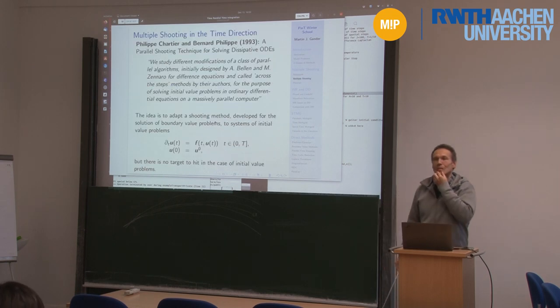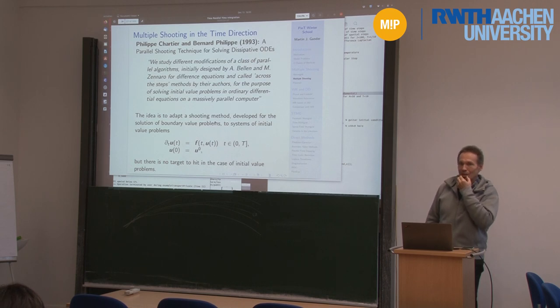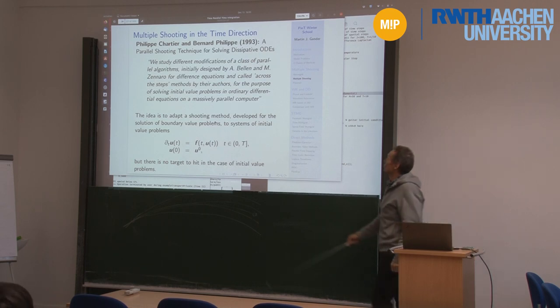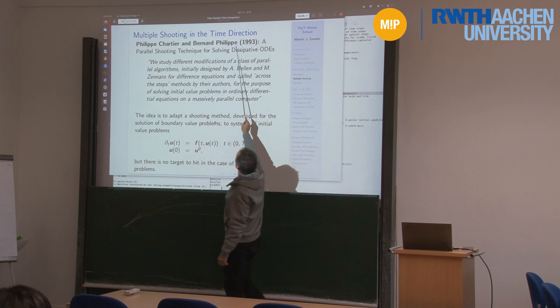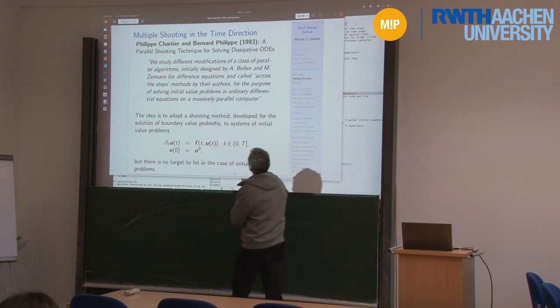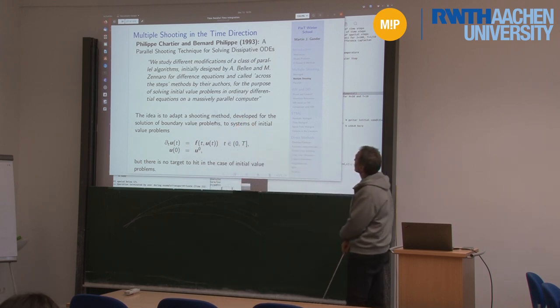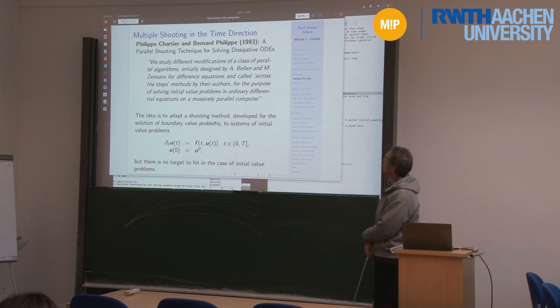But here is a method that does this for higher dimensions. And the idea is very similar. This is Philippe Chartier and Bernard Philippe, these two people with the same name. And what they say is: we study different modifications of a class of parallel algorithms initially designed by Bellen and Zennaro, two Italians, very well known in the ODE community, for difference equations and called across-the-step method by their authors, for the purpose of solving initial value problems in ordinary differential equations on a massively parallel computer.